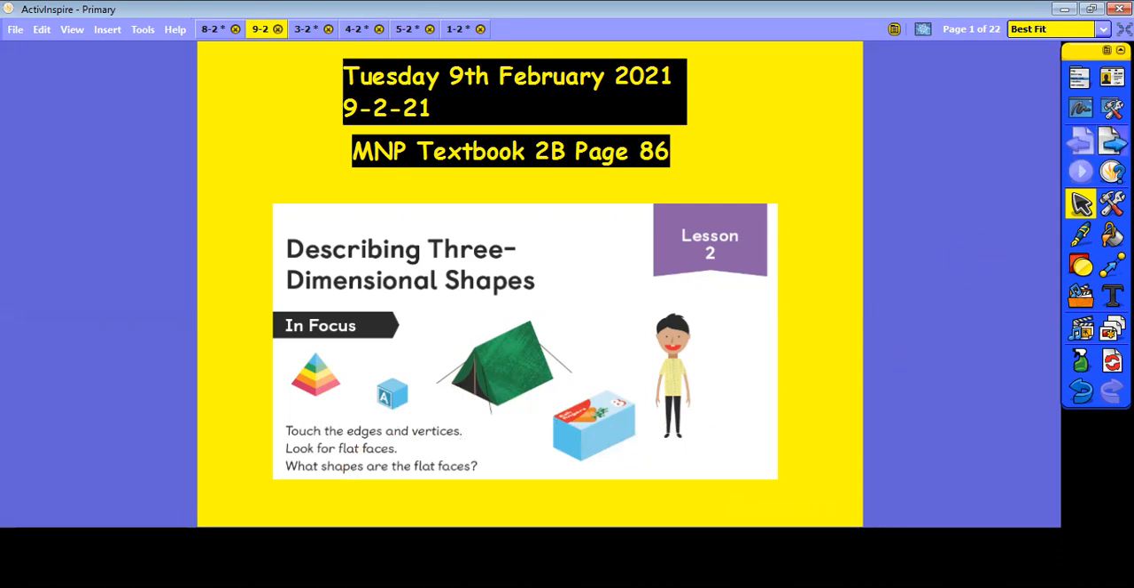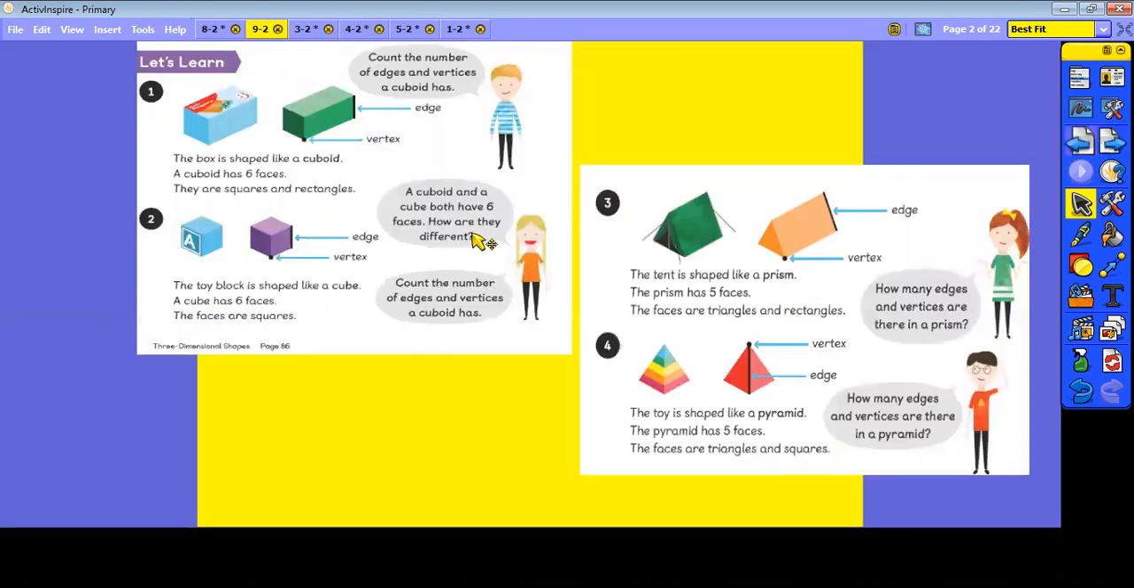And if we go through this together with Let's Learn, it'd be useful if you had your shapes with you. So we start with Sam, and he's got a box shaped like a cuboid, and he's telling us the cuboid has 6 faces. Check that your cuboid has 6 faces, and that the faces are squares. I can see a square at this end, and I'm sure there's a square at that end, and rectangles, these longer faces here.